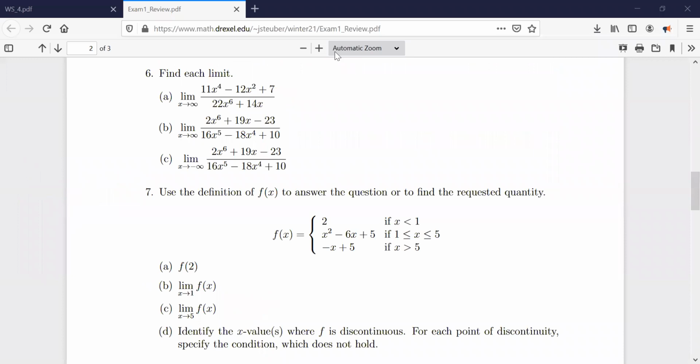This again is a very similar thing. It's basically the same set of rules that we're playing with here. So for A, the bottom has a bigger power than the top. So what does that mean as x approaches infinity? What does that mean? Somebody shouted at me. Come on, guys, we have a rule for this.